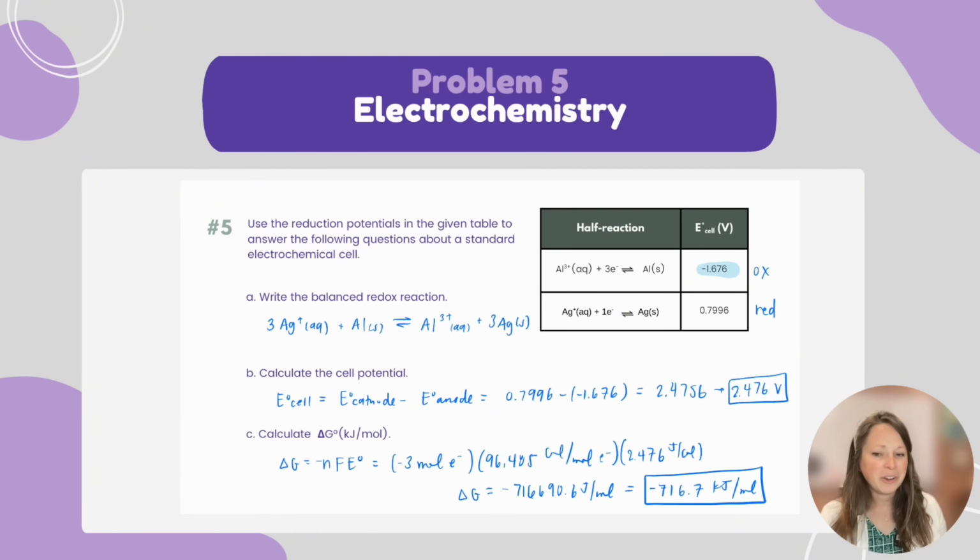So I've calculated that. It's a really big number. That's because it's in joules. If the question asks for kilojoules per mole, I just divide by 1,000, and that gives me my answer. I do have a negative sign. That indicates that, again, this is a thermodynamically favored cell. So this is going to be a voltaic or a galvanic cell.